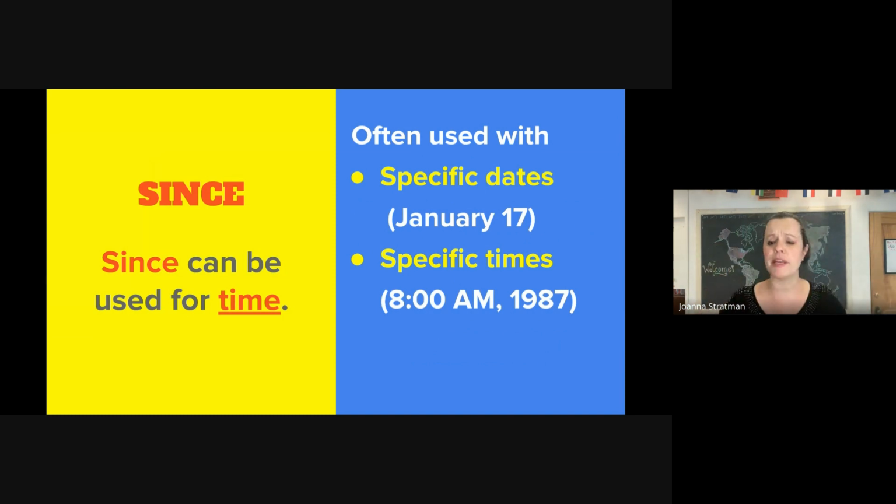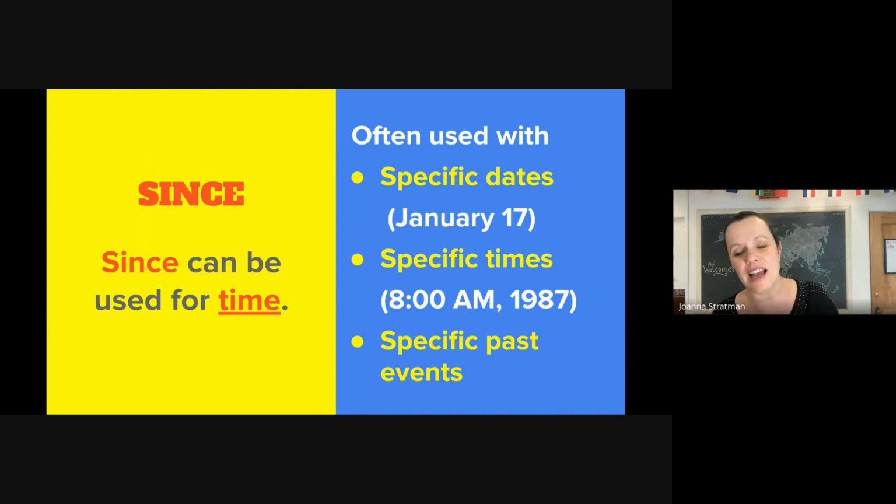And sometimes, my friends, there is not a specific date or time mentioned, but we discuss a specific past event. Since I moved to Bozeman, since it started to snow. Those don't tell you a specific date or time, but they do discuss that past event that is so important with since.